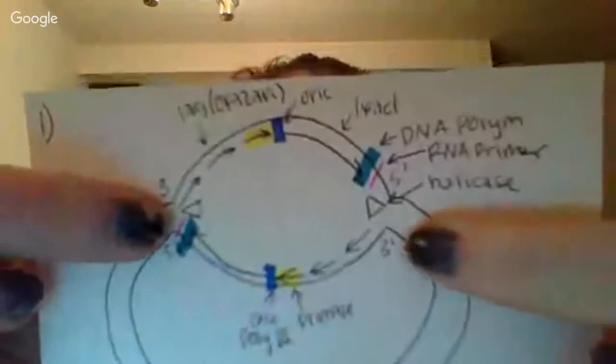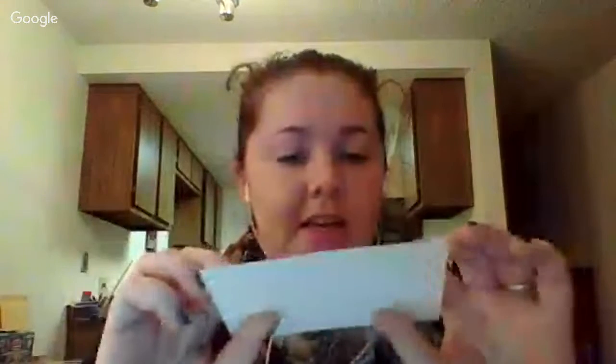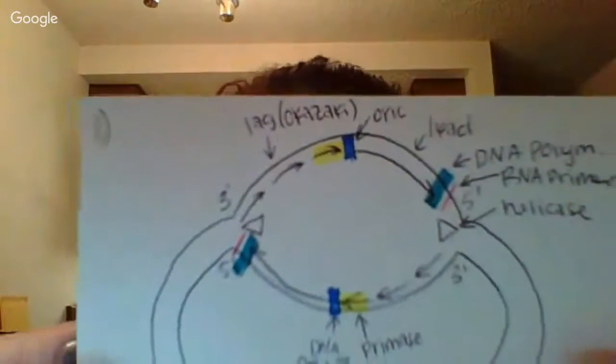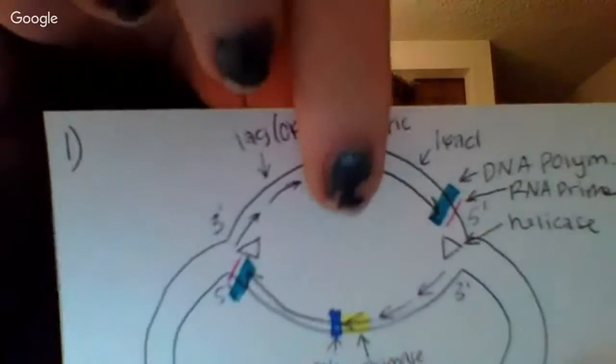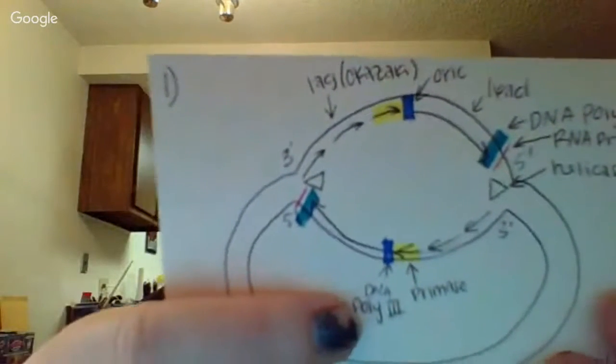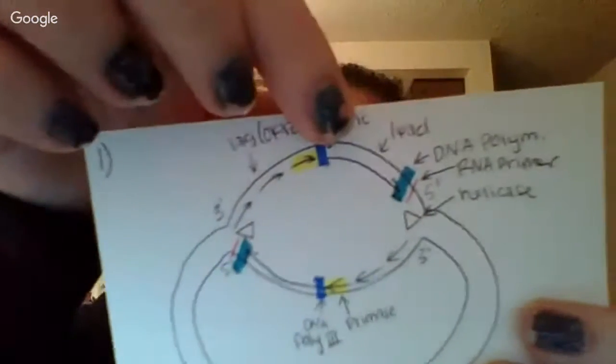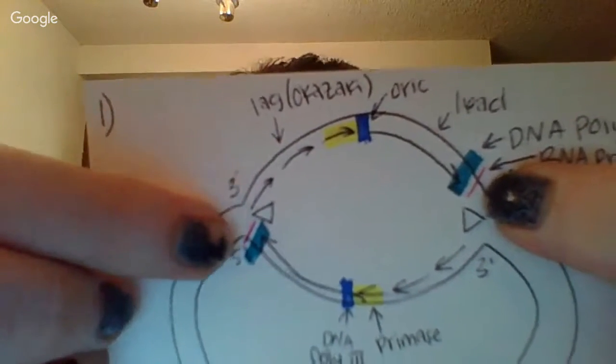On the ends here is going to be helicase. DNA polymerase is here in green and also right here. You're going to see the primase right here and here. The origin is going to be right between the Okazaki fragments and the leading strand, so it's here on the top and here on the bottom. DNA polymerase 3 is right in front of the primer on both sides. And the RNA primer is this little red line, and it goes right before the DNA polymerase.